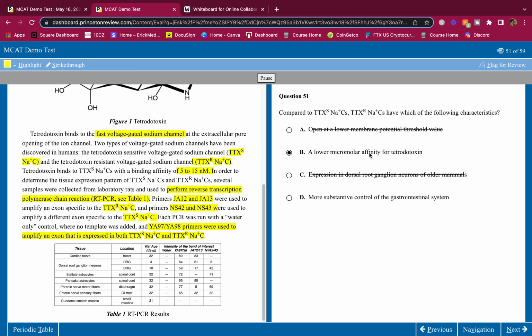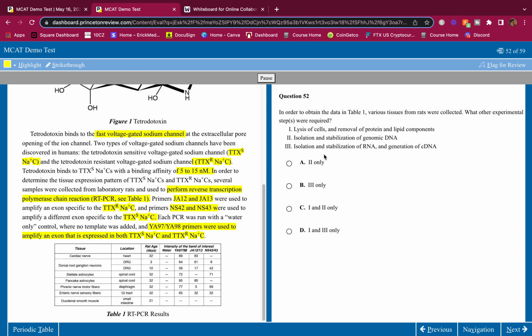More substantive control of the gastrointestinal system. Let's check. Enteric would be your gastrointestinal system that we're controlling here. It's the same. There's no more or less. It's pretty much the same here. So by process of elimination, the answer is B here.